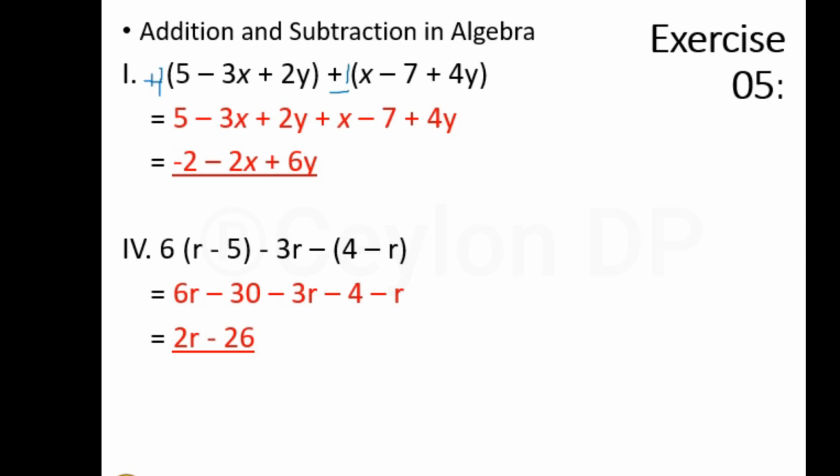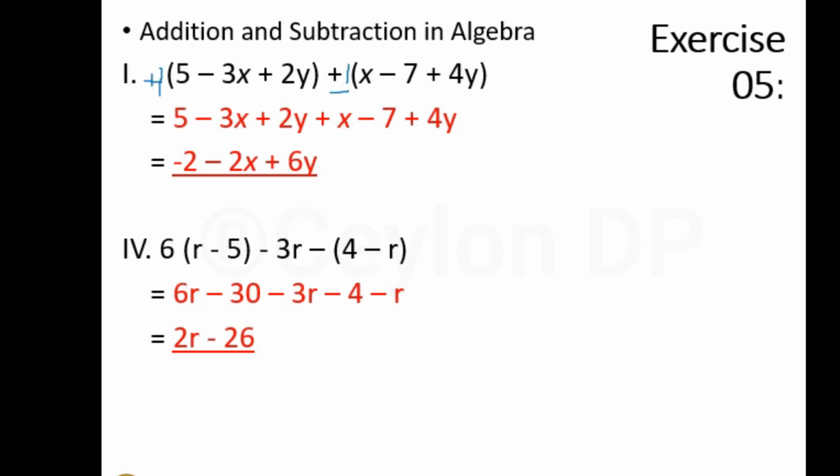and then plus 2y. Here the plus value is there, and plus 1 multiplied by x is plus x, plus 1 multiplied by minus 7, plus 1 multiplied by 4, so plus 4y. When you are solving this, you can use another step also, because some like terms are there.